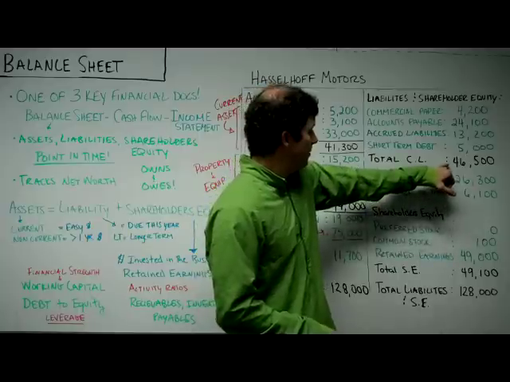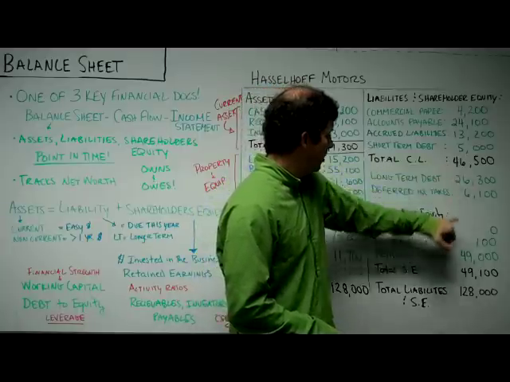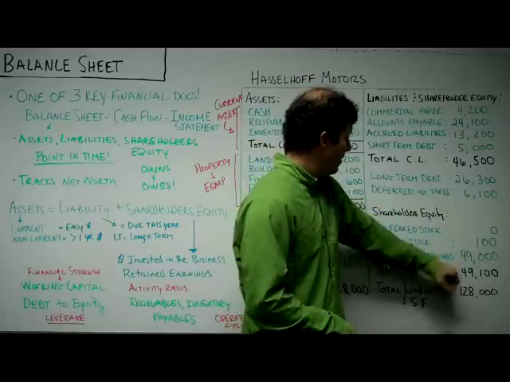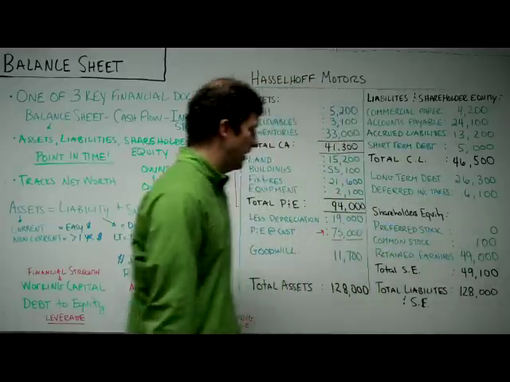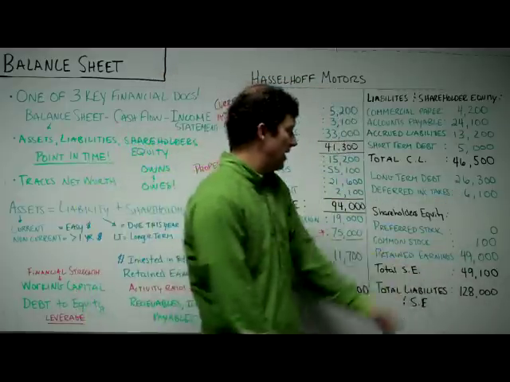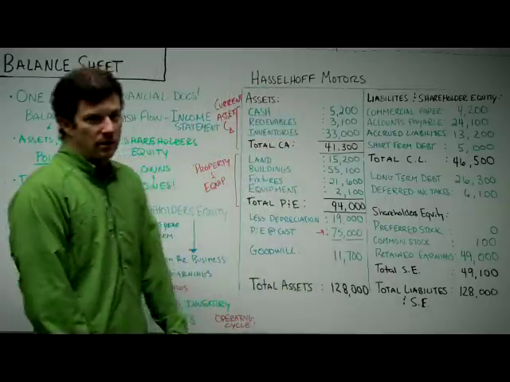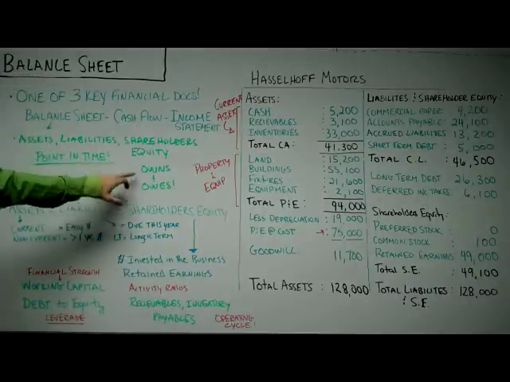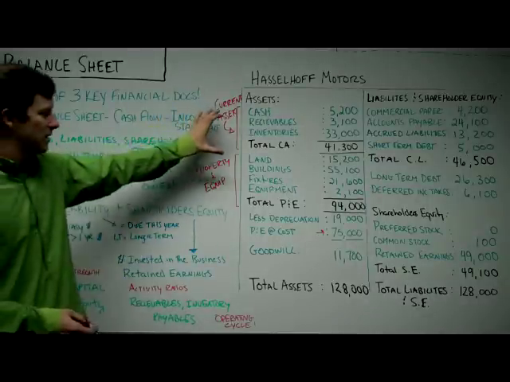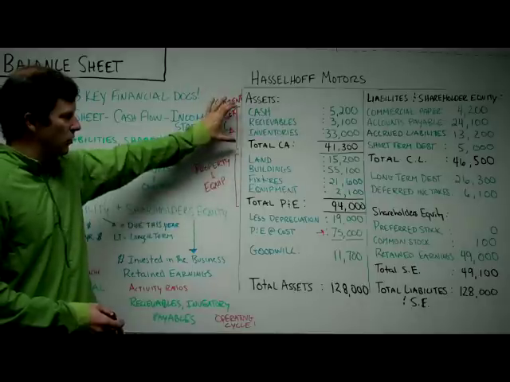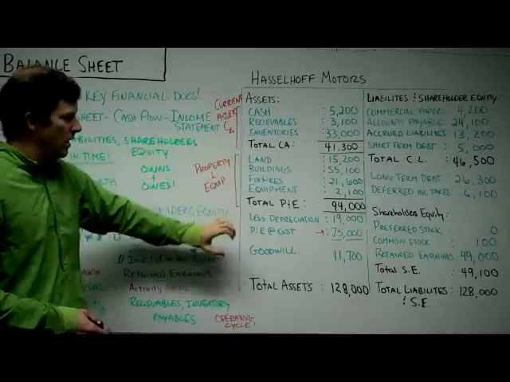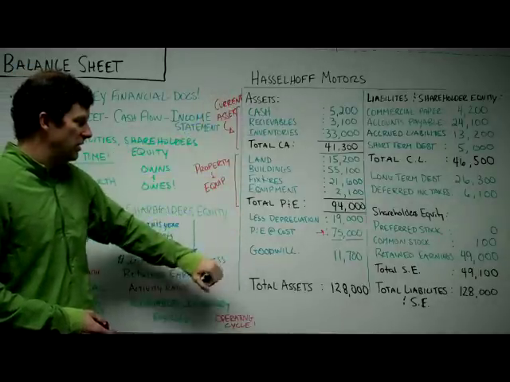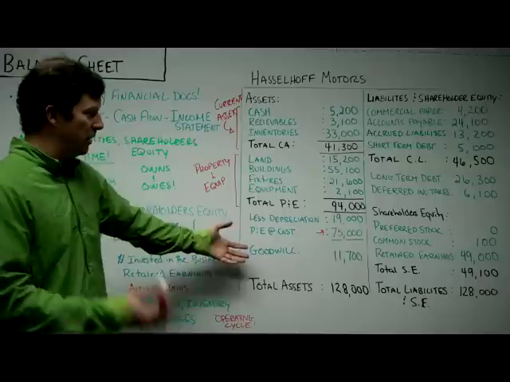So if you add up his current liabilities and his shareholders' equity, and then you include his long-term debt and his deferred income taxes, he's at 128. So this balance sheet is in balance. So that's what the balance sheet does. It shows you what you owe and what you own. It shows assets, plant and equipment, short-term assets like cash and receivables. It figures in things like depreciation and intangibles like building a brand.